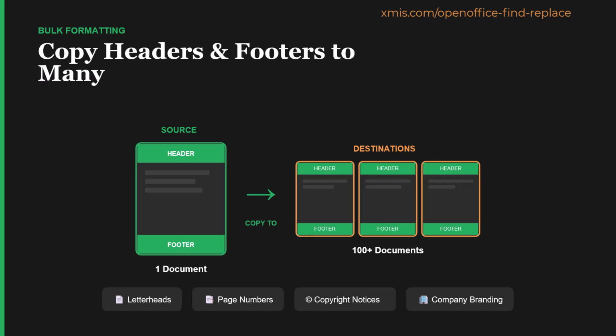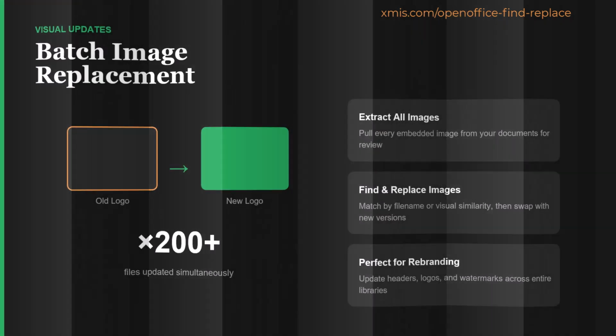Instead of opening each file and manually copying the header and footer, you just point to your source document, select your destination files, and the tool copies those headers and footers across all of them. Perfect for rebranding or when legal sends you an updated copyright notice that needs to go everywhere.